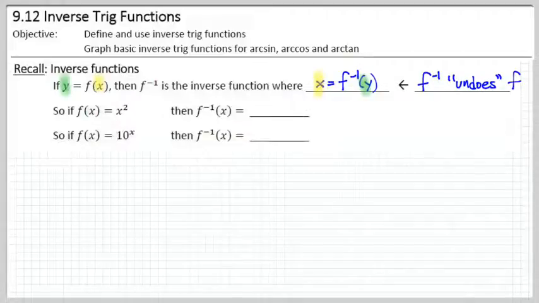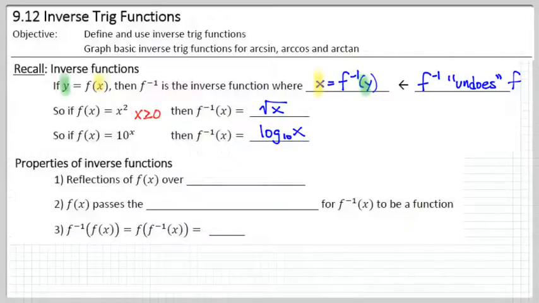So if I have x squared, and let's just define x squared for x values greater than 0, the inverse function is the square root of x. They undo each other. I plug 2 into here, I get 4. I plug 4 into here, I get back 2. Now, the inverse of 10 to the x, if you remember, is log base 10 of x.